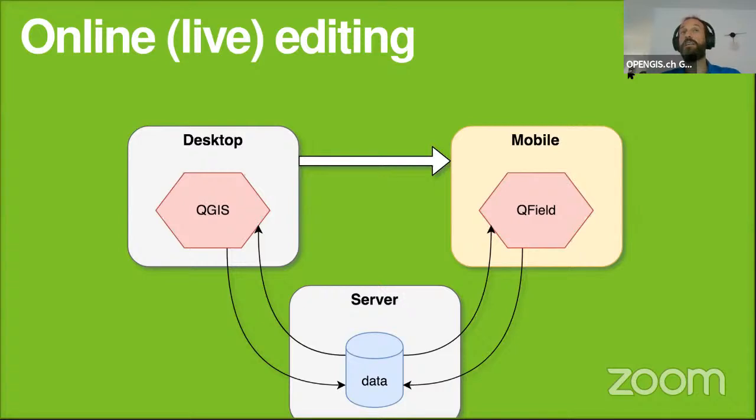Online live editing. To do this scenario, you need connectivity on the tablet. Basically, the project on the desktop and on the mobile is the same, and they have a direct connection to a PostGIS database. Whenever you're digitizing something in the field, it gets automatically pushed to the database. So you always have the live data set.